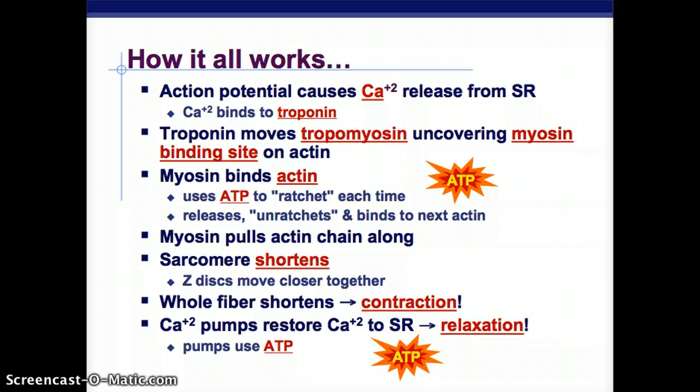Alright, so how does it all work? Action potential causes calcium to be released from the sarcoplasmic reticulum. I will finish this on the next video.